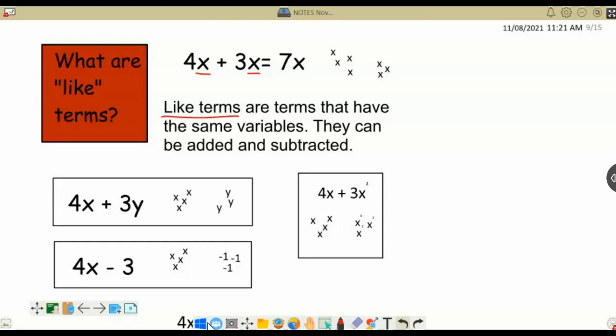So this is 4 groups of x, and over here I have 3 groups of x. What happens when I put them together? I'm adding them and combining them together. Now what do we have? 7 groups of x. They're all the same types of things, and we can add them together.